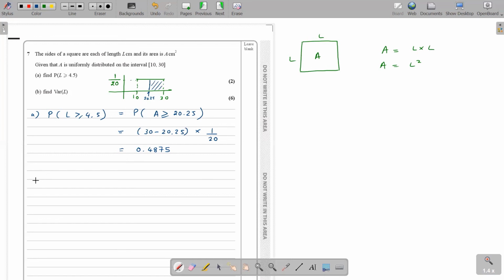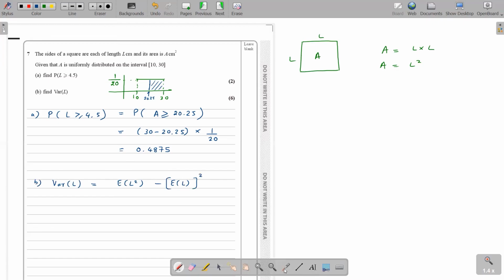Then part B, find the variance of L, and you can see for variance of L, they have given you how many marks? 6 marks. Always look at the number of marks when you answer a question, because that tells you the gravity of the question and how much working you need to do towards getting this question. So basically, variance of L is E(L squared) minus (E(L)) whole thing squared.